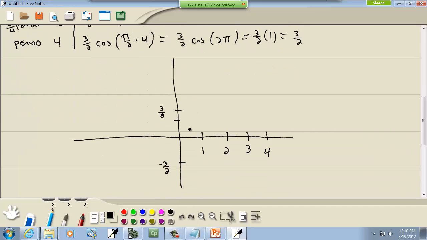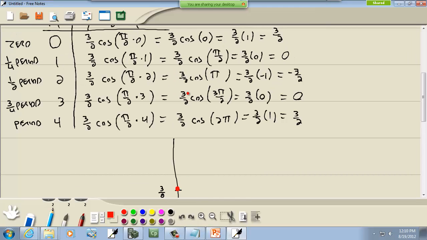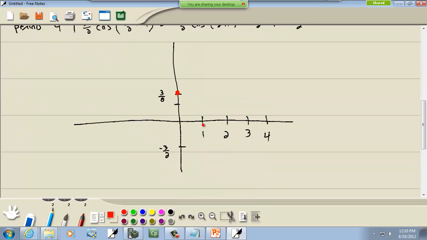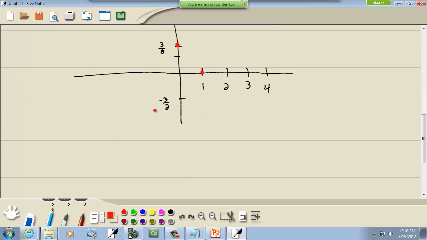Okay, so let's plot this point. We got 0, 3/2, which is right there. We got 1, 0, which is right here. 2, -3/2, which will be right here. 3, 0, and then 4, 3/2. Okay, so let me kind of put a little bit of curve to that, like that.